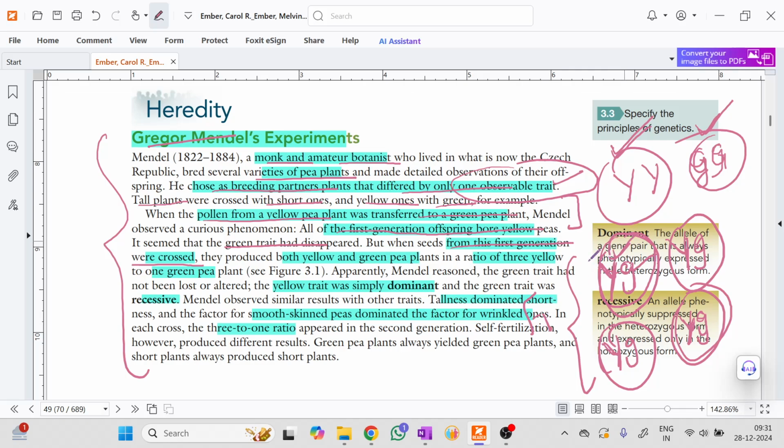So the first generation, even if they had the recessive trait in them, only the dominant one was expressed. All the flowers were yellowish in color, even if the green color was there. But when he bred this one with the first generation, they produced both yellow and green in the ratio of 3 yellow to 1 green plant.